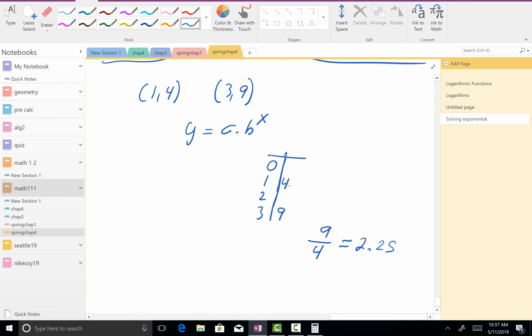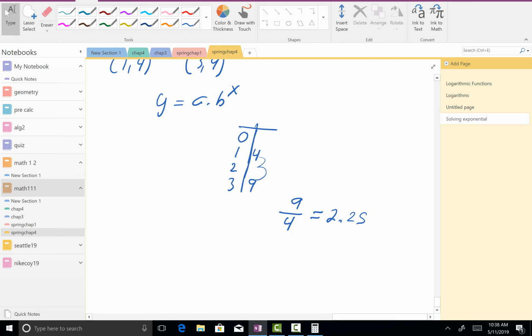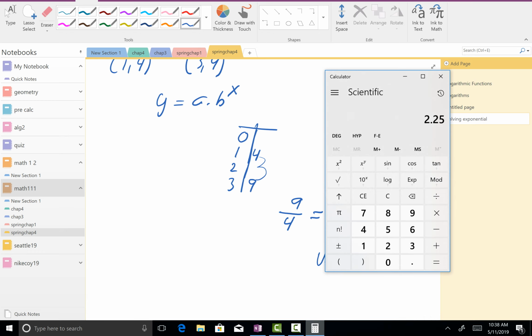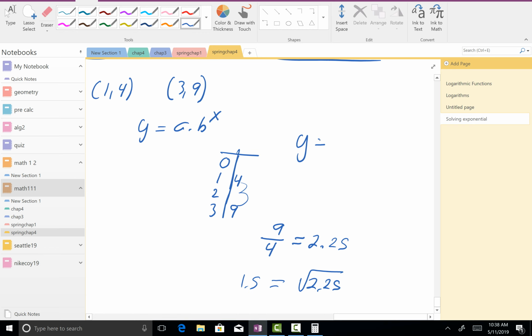Now remember, that's been applied twice. So you say, well, wouldn't I divide then maybe by 2? But in actuality, you wouldn't, because if you're dividing by 2, then that would be how much is being added to this. But it's being multiplied. So what we'd have to do is square root it. And it gives us 1.5. So that's my B. So then I could go y equals a times 1.5 to the x.